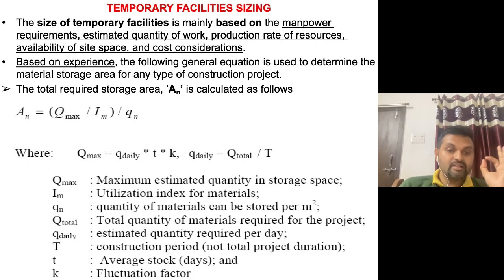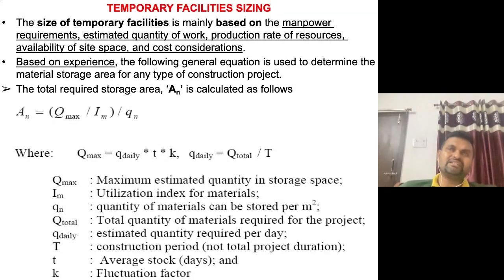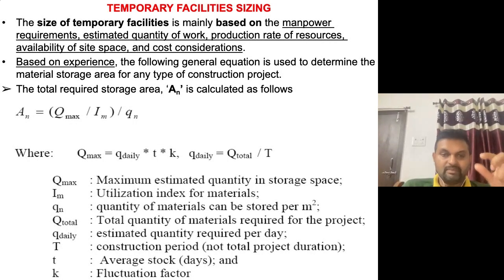Q daily means estimated quantity required per day. For example, if your project is of 2 years, averagely, just a case of 10 cement bags, I need to keep 10 cement bags on a daily basis minimum. I need to have that in limit. So that is a Q daily requirement, multiplied by small t, that is the average stock. How much average stock you need to take care of.